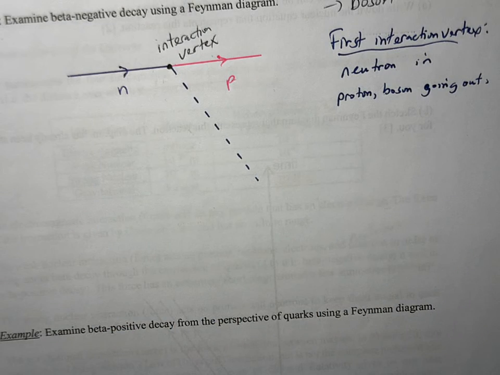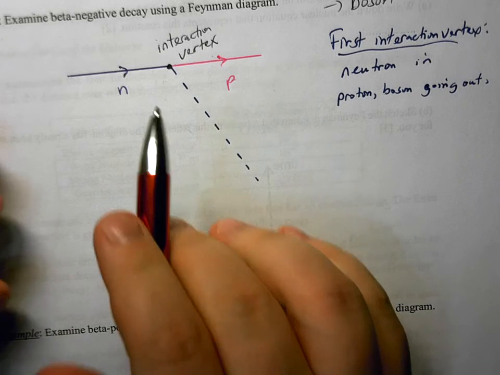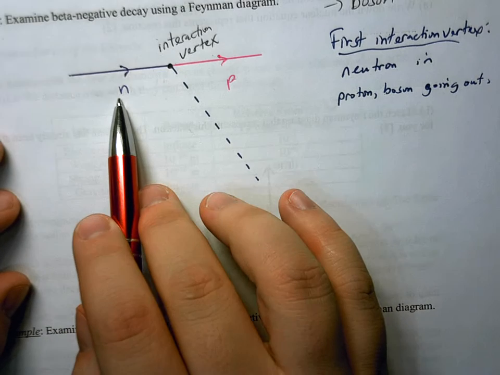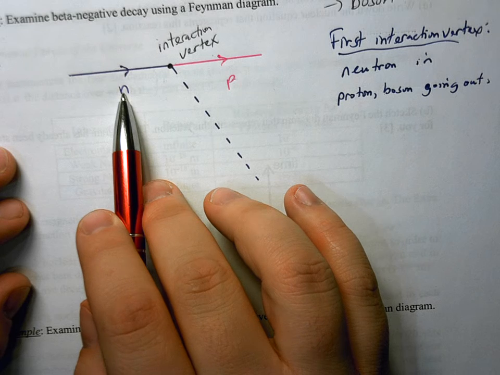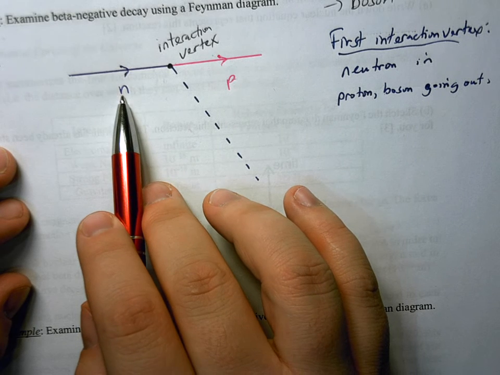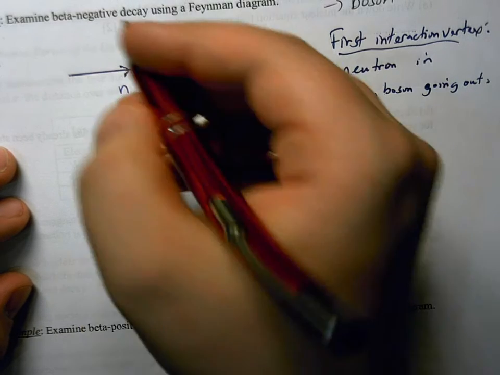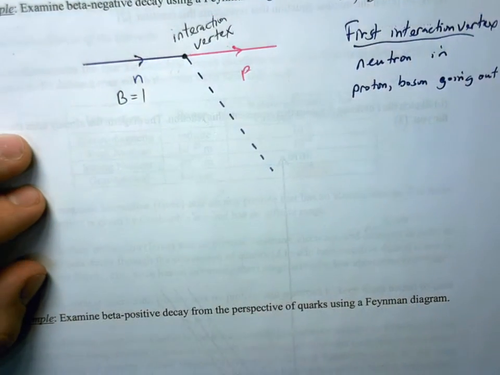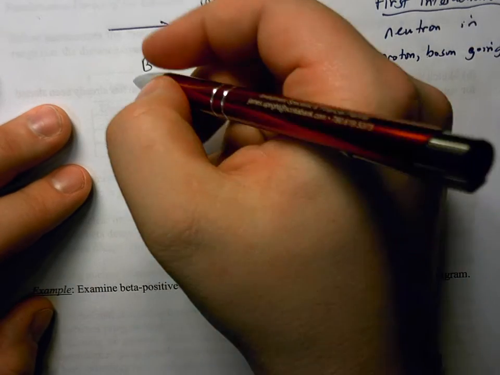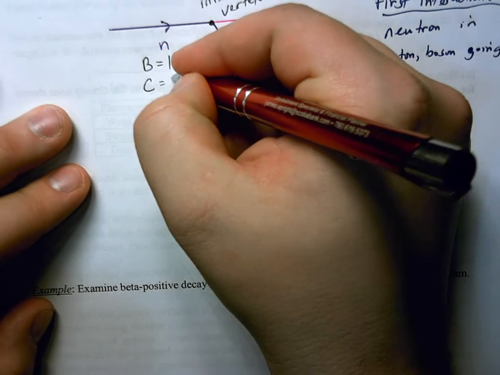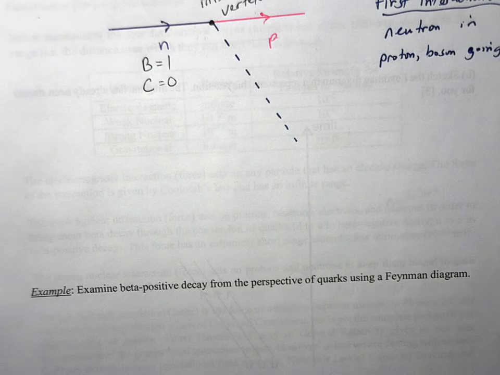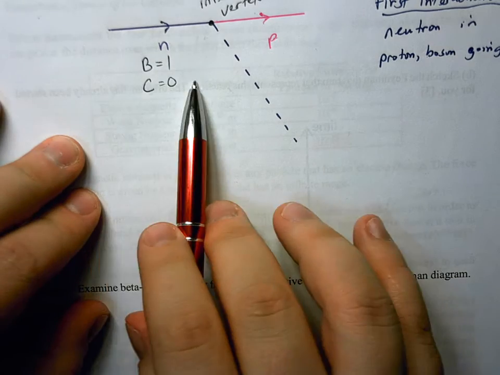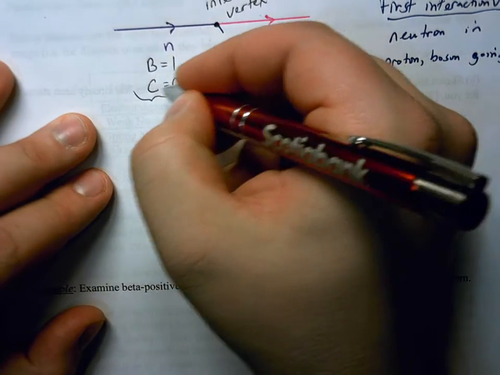So first of all, let's look at the neutron. Let's look at the charge laws here, because we want to take a look at that more in depth. So a neutron is a baryon. It's composed of 3 quarks. It's composed of an up quark and 2 down quarks. So this is going to have a baryon number of 1. And a neutron, we also know, is not charged. So for charge, it's going to be 0. So this is what's going into the first interaction vertex.